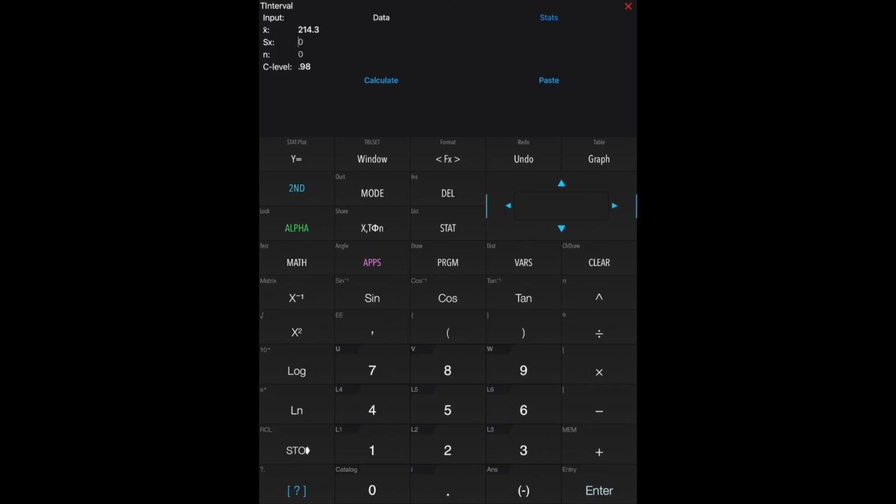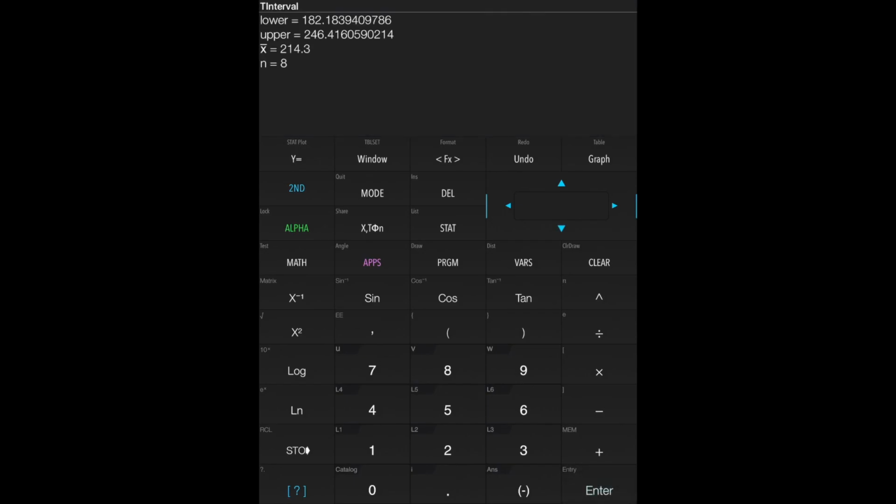And then our sample standard deviation, we calculated it to be 30.3, but maybe that will be given to you in a problem. So then you could enter it here if you didn't have the data like we do in this one. N is our number of observations, which is 8. And then our confidence interval is already at 0.98. If it wasn't, we would go ahead and change it here. So now we'll go down to calculate and hit enter.